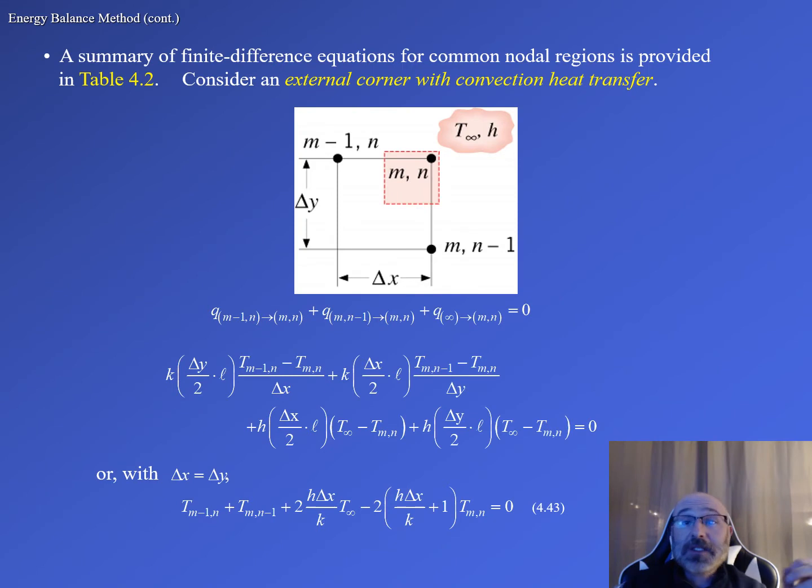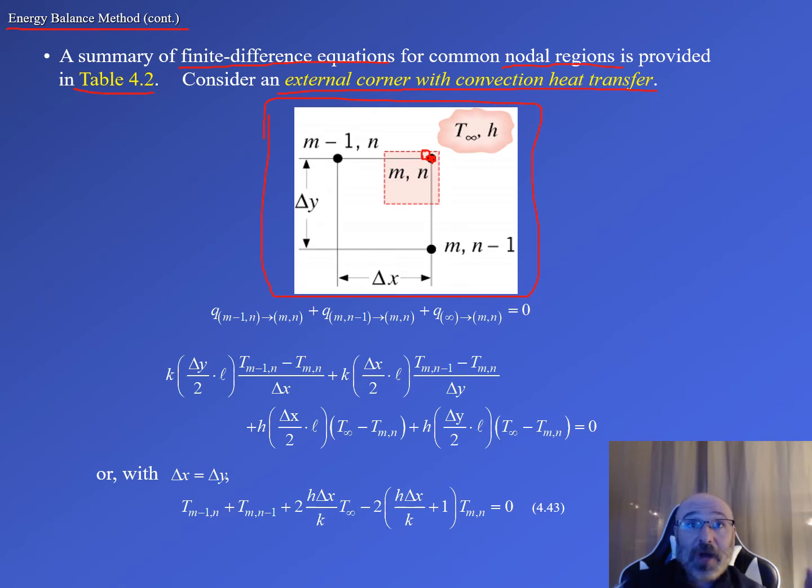So the next thing I want to consider as we continue on with our energy balance method is our table 4.2 in our textbook. This gives us a summary of finite difference equations for common nodal regions. So within this, let's just pick one of these common nodal regions and take a look at it specifically. Let's consider an external corner with convection heat transfer. So this is our problem, and this is taken directly from that table 4.2 in our textbook, where there is our M, N node that we're interested in.